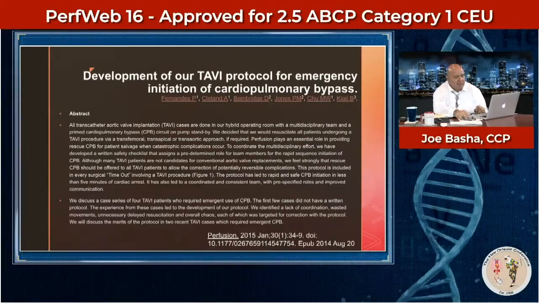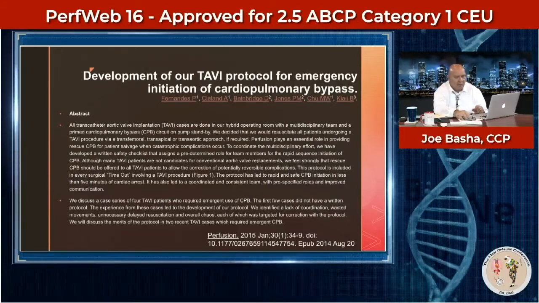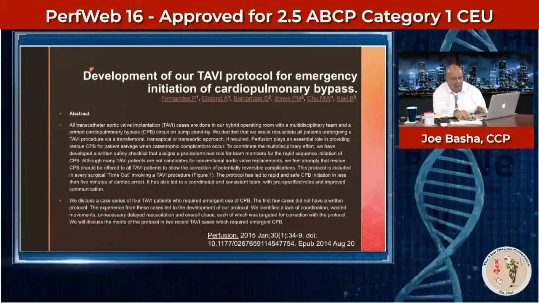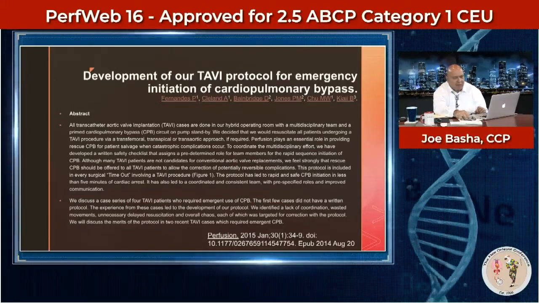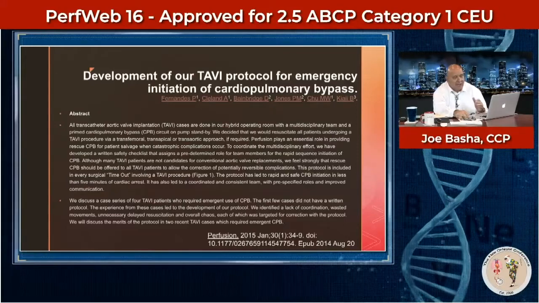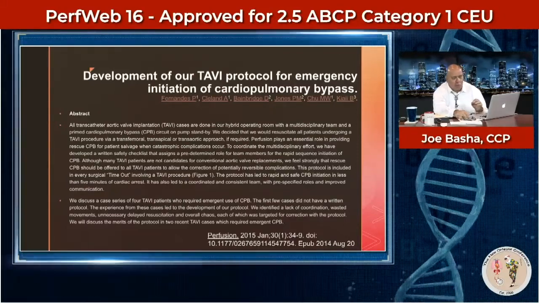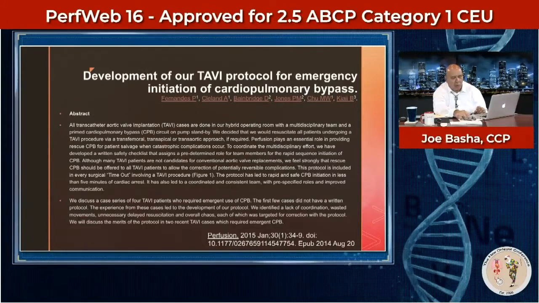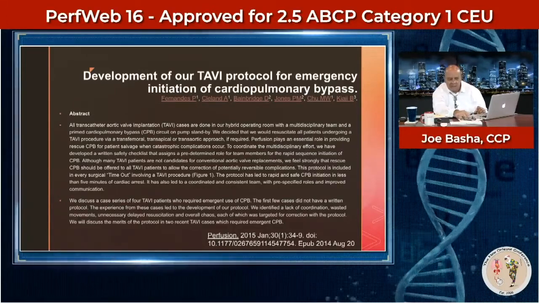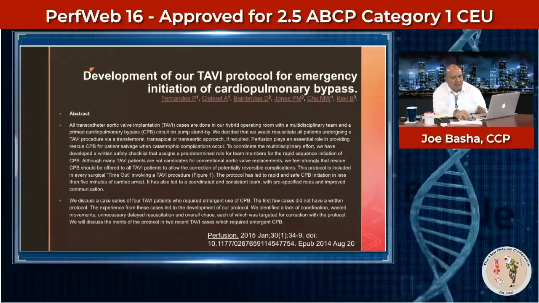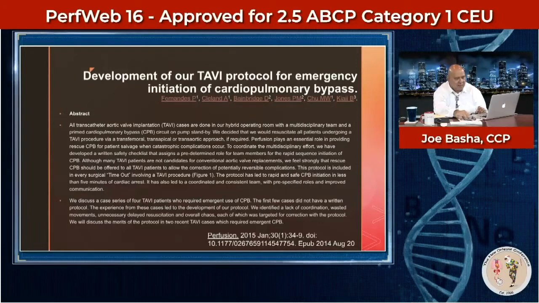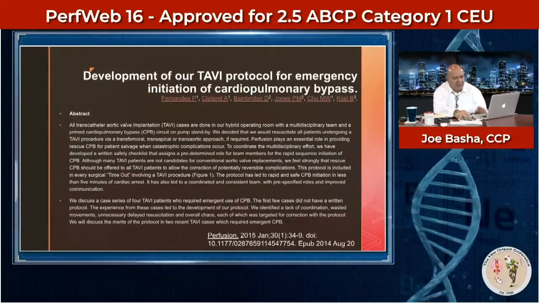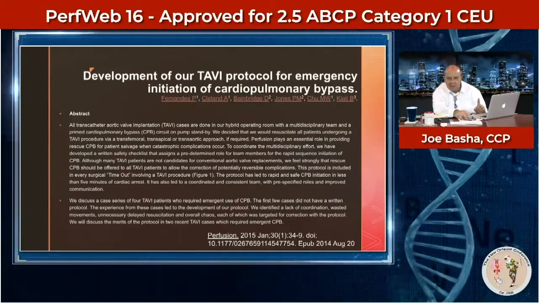We decided that we would resuscitate all patients undergoing TAVI procedure via a transfemoral, transapical, or transaortic approach, if required. Perfusion plays an essential role in providing rescue CPB for patient salvage when catastrophic complications occur. To coordinate the multidisciplinary effort, we have developed a written safety checklist that assigns a predetermined role for team members for the rapid sequence initiation of CPB. Although many TAVI patients are not candidates for conventional aortic valve replacements, we feel strongly that rescue CPB should be offered to all TAVI patients to allow the correction of potentially reversible complications.